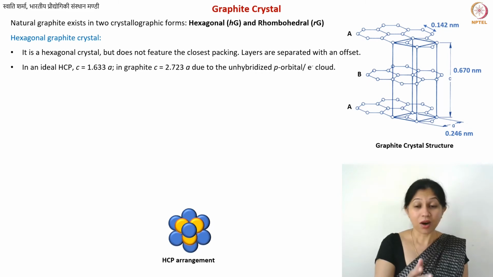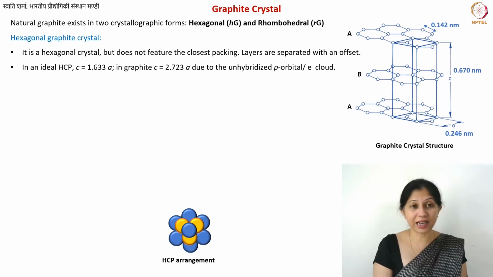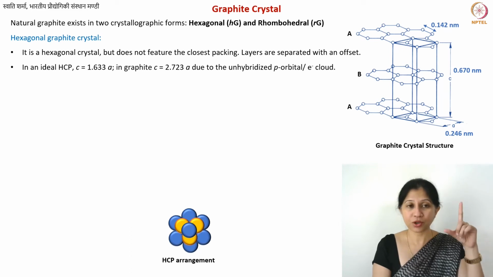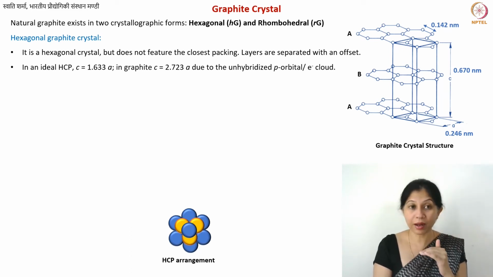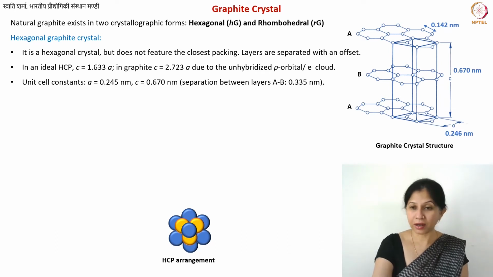Okay. Also, in the case of an ideal hexagonal crystal, an HCP type arrangement, if you do the geometric calculations, you will find that the value of C should ideally be 1.633 times that of A. But in the case of graphite, that is not the case. As I already mentioned, you have it slightly higher. The separation is slightly higher because of the electron cloud and the unhybridized orbital.